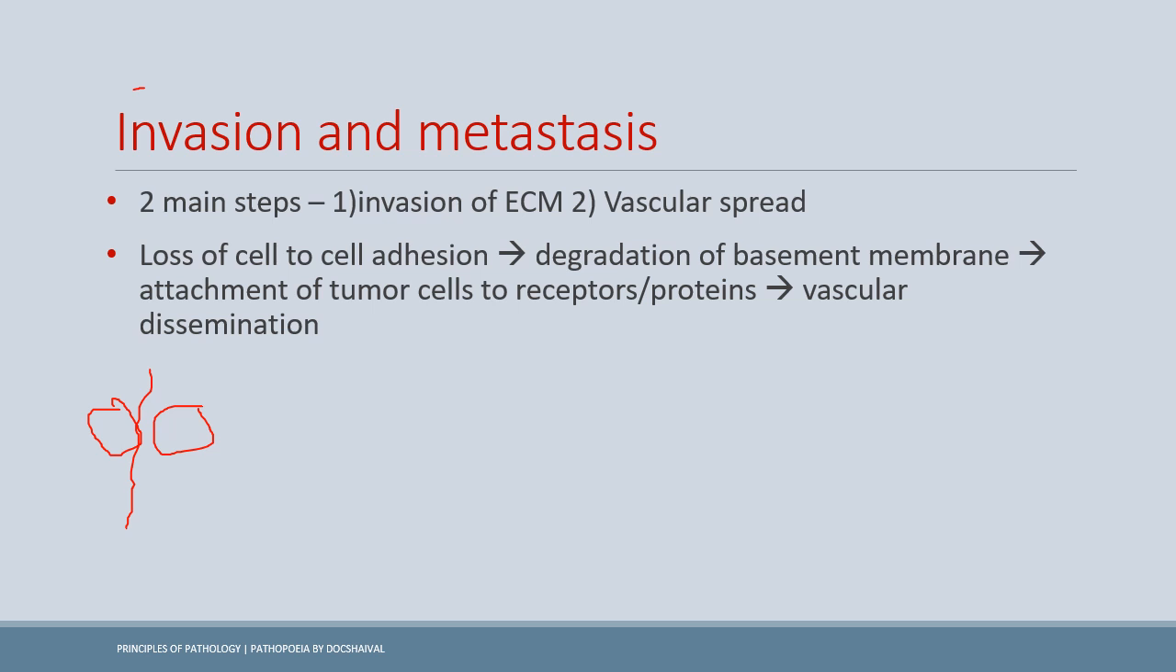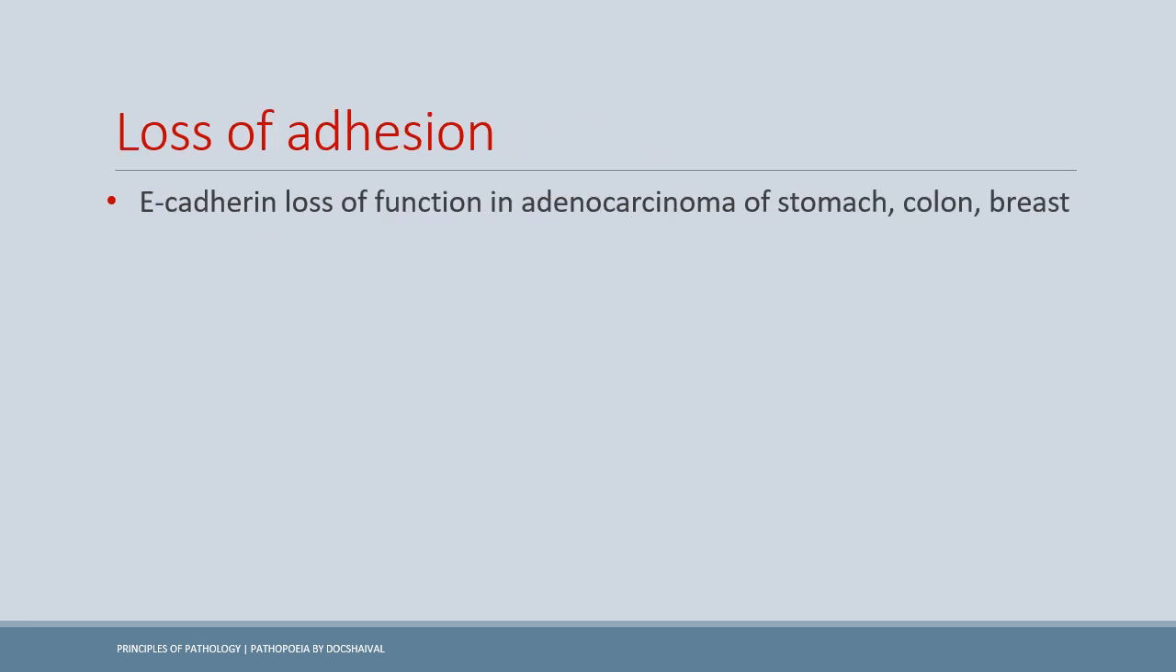So, loss of cell to cell adhesion. Now there is some basement membrane over here which this tumor cell has crossed by degrading the basement membrane. Now there are some receptors or proteins which this tumor cell has attached to, and after that it enters the bloodstream, and then it moves to some new location, that is the vascular dissemination. Now let's see each of them one by one.